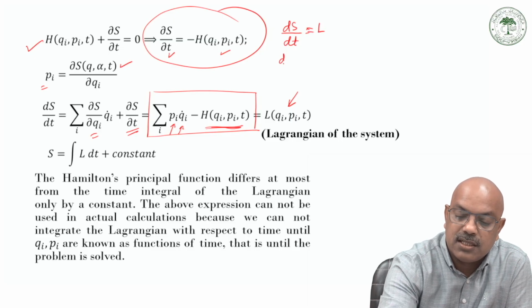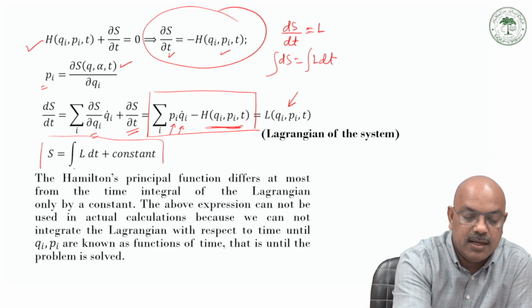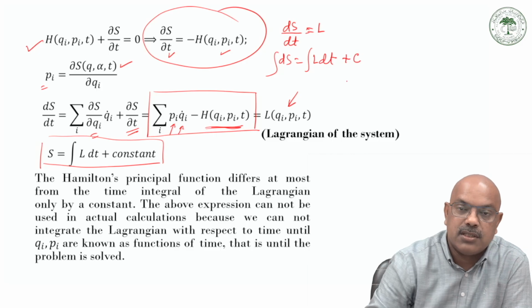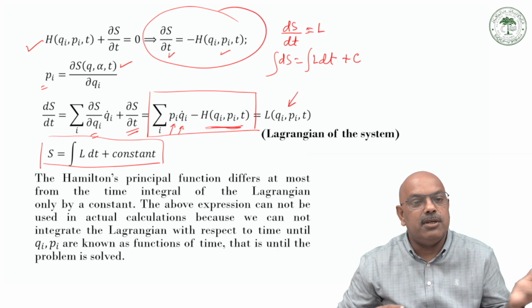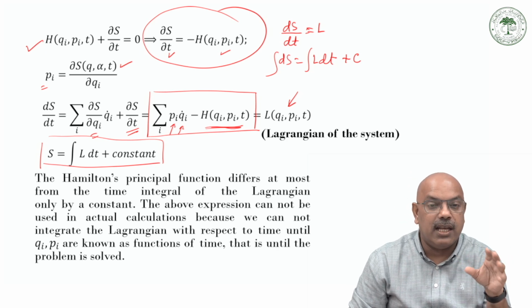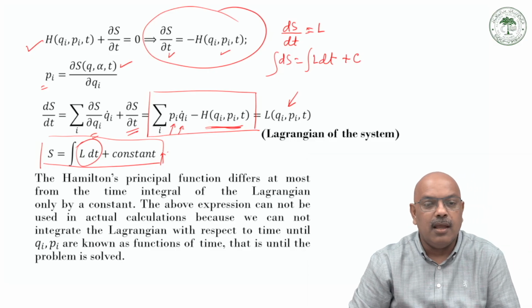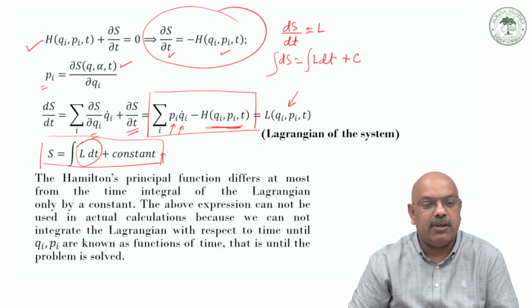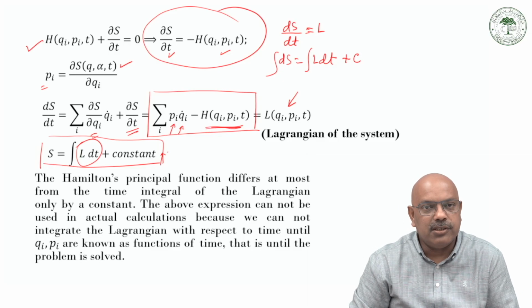So if you integrate it, what I'm going to get is that S is nothing but the integral of the Lagrangian plus some constant of integration. So the Hamilton principal function differs at most from the time integral of the Lagrangian by a constant. This is the time integral and then some constant. Okay, so you will ask why we cannot take the time integral of that Lagrangian plus some constant of integration, which will give me that particular function, the Hamilton principal function.